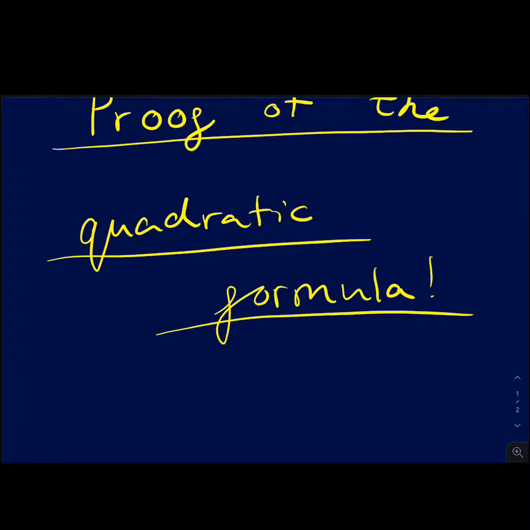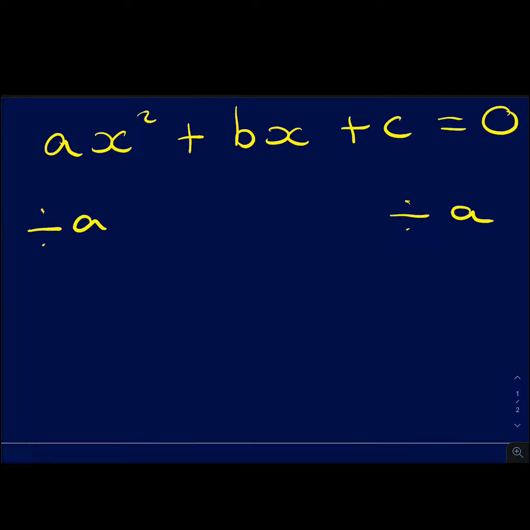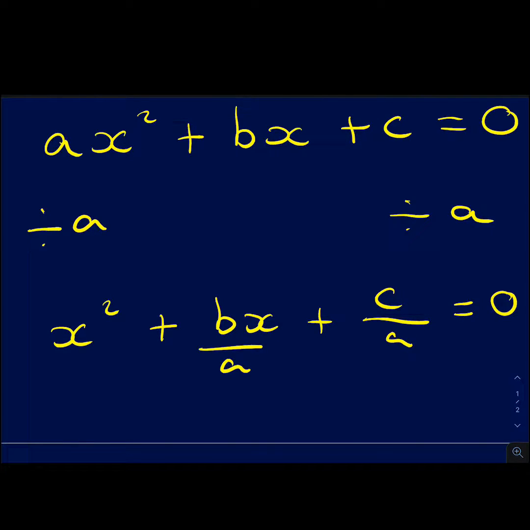So first of all, we need the setup of a quadratic. So ax squared plus bx plus c equals 0. Then we want it in a form where it's just x squared and there's not a coefficient in front. So we divide by a, so we get x squared plus bx over a plus c over a, and then the 0 on the right hand side just stays the same, so 0 divided by a is 0.